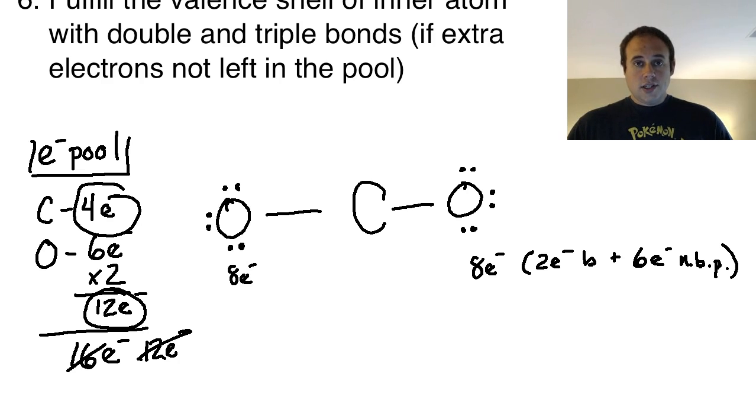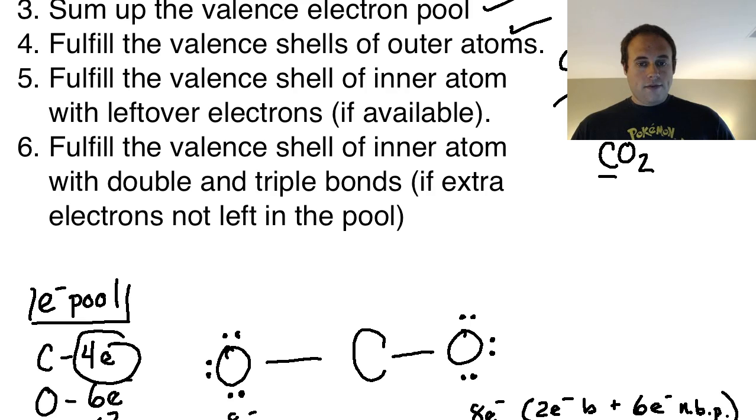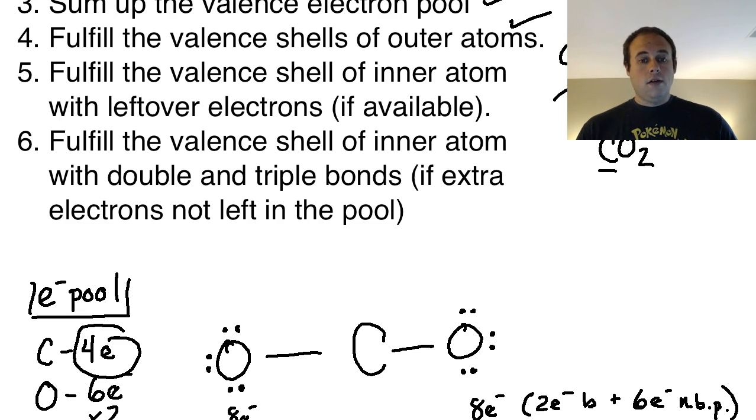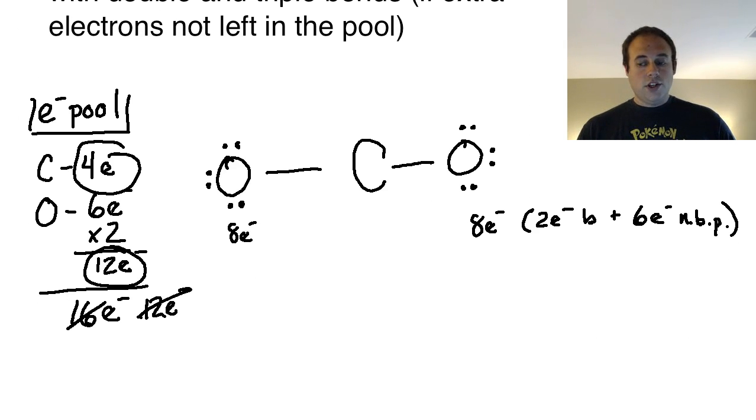Well, the oxygens are satisfied here, but then if we go to step 5, we have to look at fulfilling the valence shell of the inner atom with leftover electrons if available. Well, there are none available. We just used up the rest of them, so we're now at 0 electrons. I don't have any extras to give lone pairs to my carbon here.